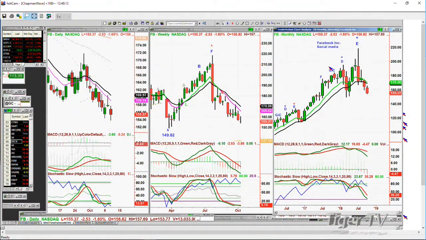Thank you. Yes. Okay. So Facebook made a peak E top in the monthly chart. It went to over 200, to 218.62 in July of this year. It is trading now at 155.